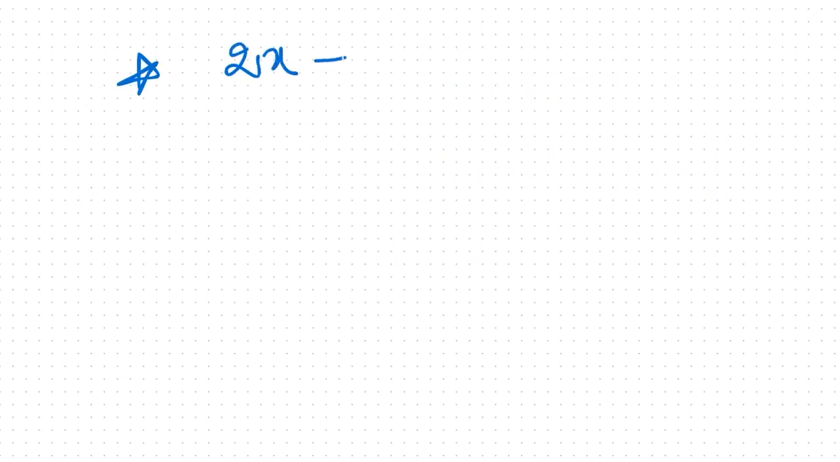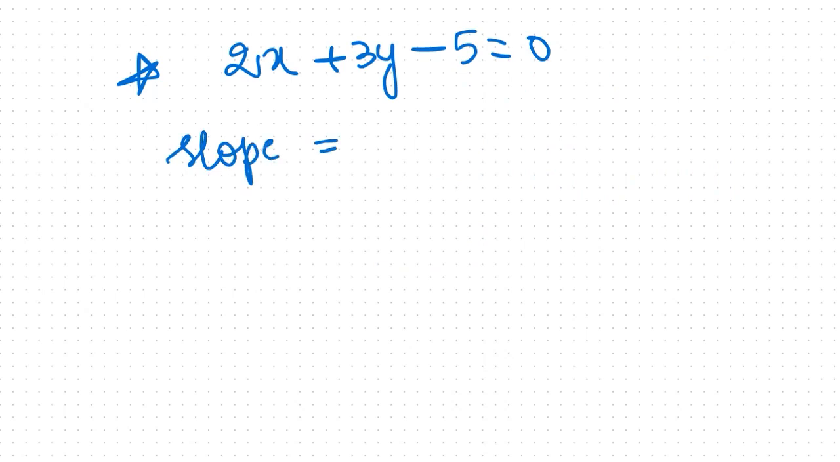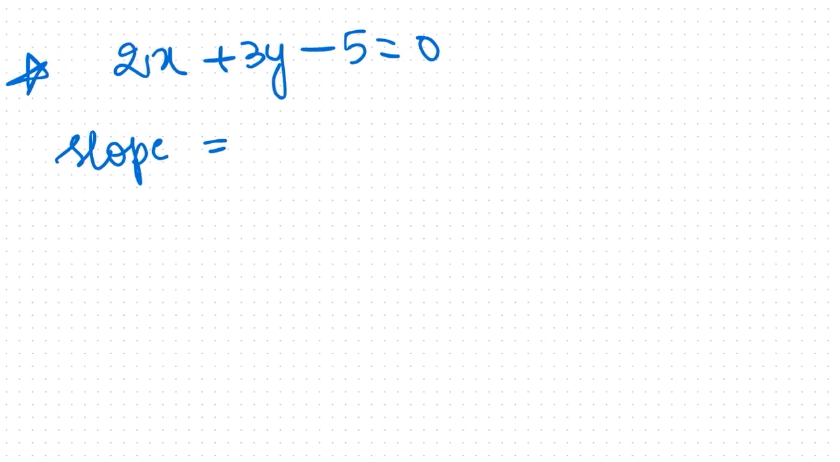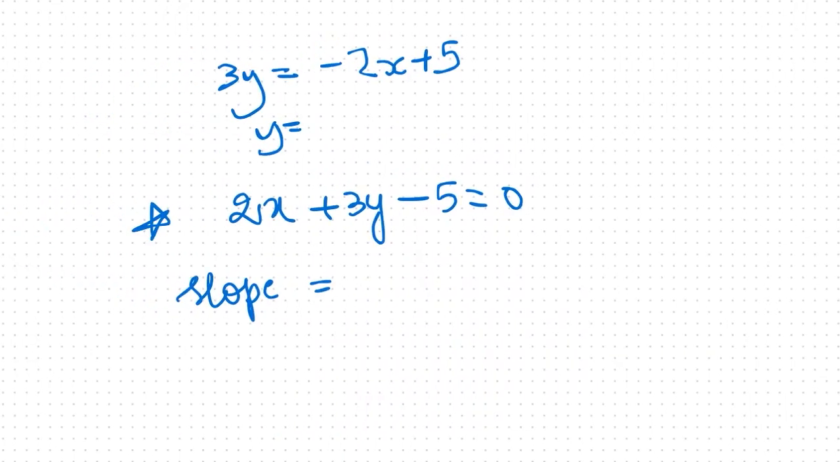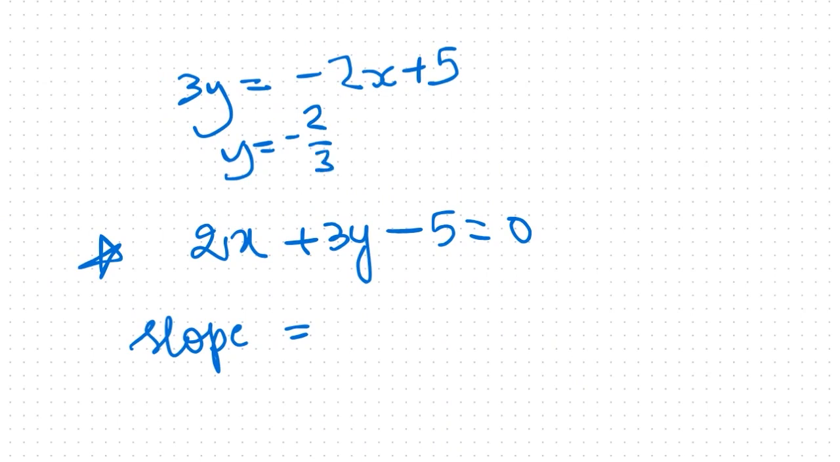Let's say the general form is given: 2x plus 3y minus 5 is equal to 0. Slope is how much? 3 over 2? Because if you put it in, it would be 3y equals minus 2x plus 5. Oh, my bad: minus 2/3 x plus 5 over 3. So what is the y-intercept? Plus 5 over 3. So this is the slope, and that is the y-intercept.